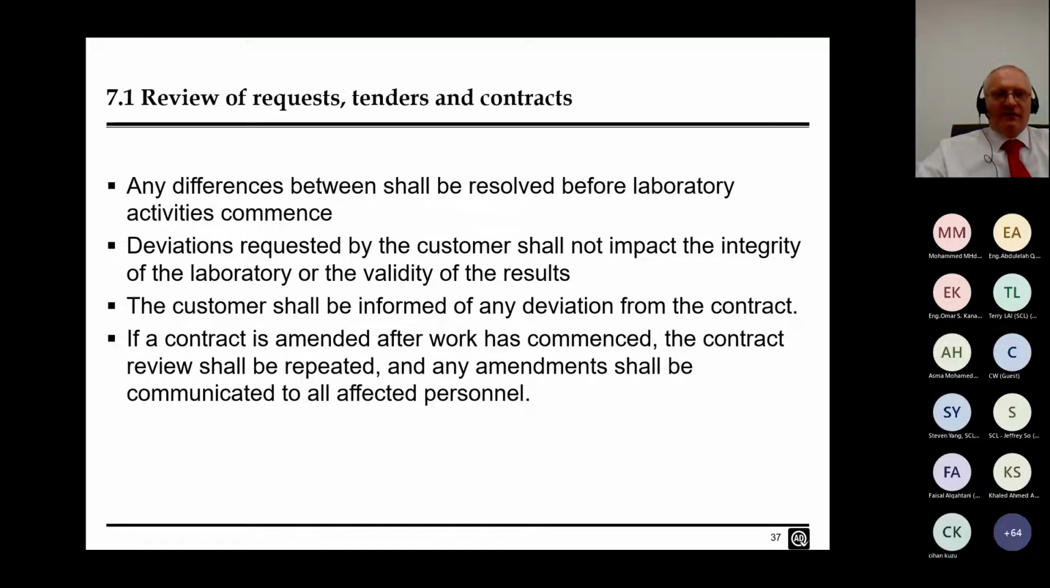That would be fine. You need to agree that. You need to make sure that you can provide the right results and that you're not impacting your integrity. You're doing the right thing. If there's going to be any deviation from the contract, the customer needs to be informed. And if there's any amendments afterwards, then you need to go back and look at that and communicate it and review the contract again. So it's really, really important that you understand what the customer wants before you start and make sure you can deliver it.